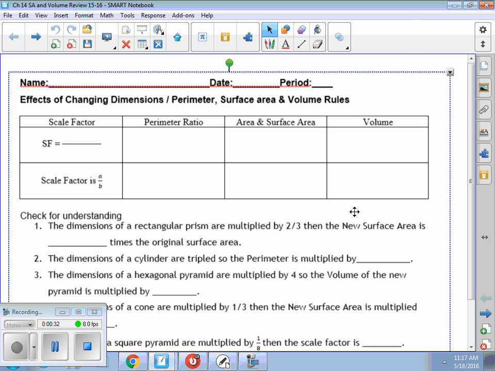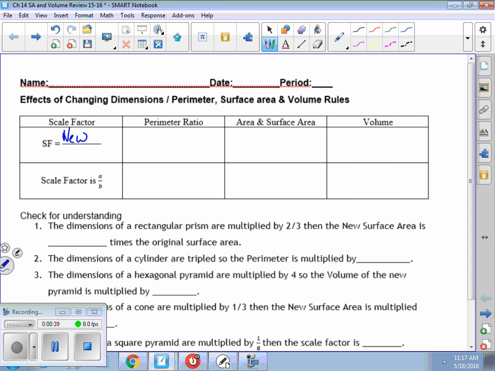So you need to understand scale factor. You can have different ways of looking at it, but you can say new to original or old. You can say it's the second to the first. Some people say image to the pre-image. But to get the scale factor, you have to do some type of comparison as the following. Now, these are the rules that you need to memorize, okay? Memorize the rules for each of these.